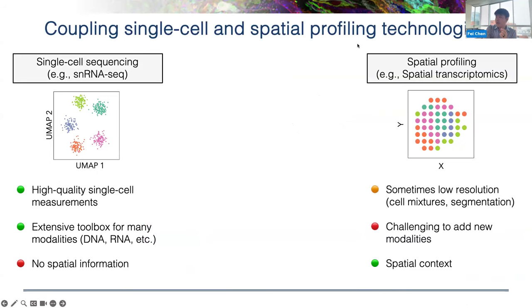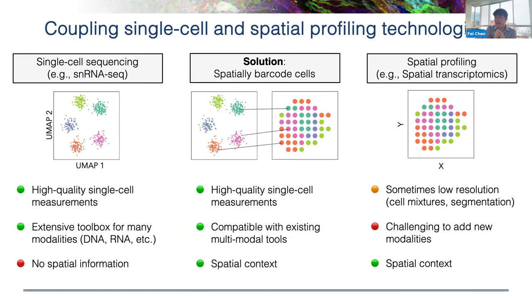And in spatial transcriptomics profiling, we get that spatial context, but in Slide-seq, certainly, we have high resolution, but we don't have true single cell resolution. And even in imaging-based approaches, segmentation sometimes is a challenge, but you do have the spatial context. And so ideally, if you could spatially barcode the cells that you're actually sequencing, you can get the best of both worlds: high quality single cell measurements as well as the spatial context.